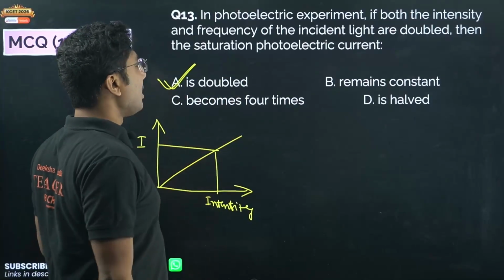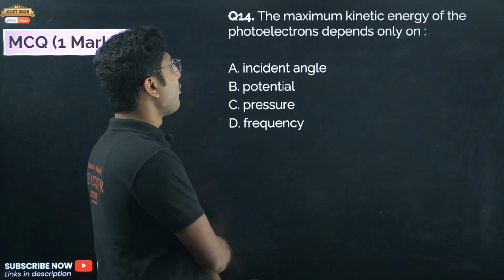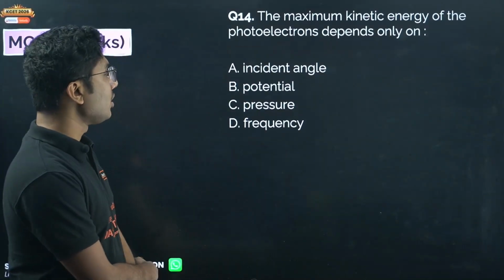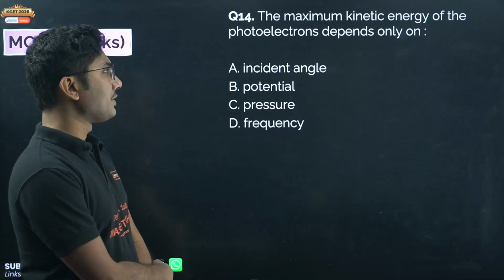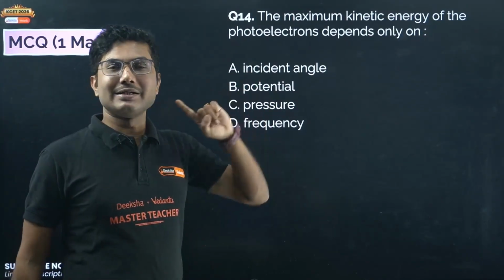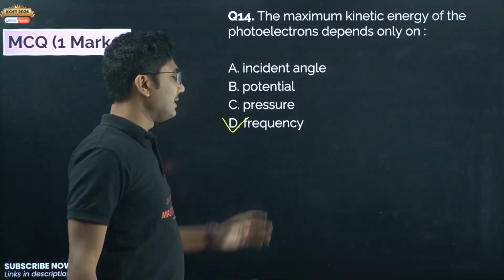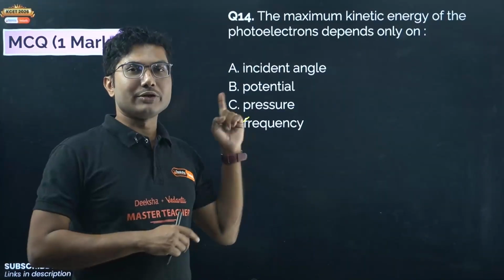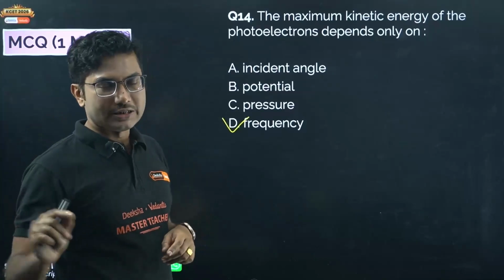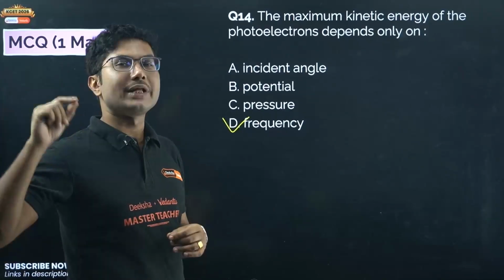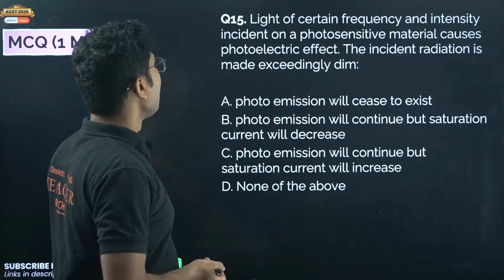Very interesting question. The maximum kinetic energy of the photoelectrons depends only on incident angle, potential, pressure, or frequency? Maximum kinetic energy depends only on frequency. It does not depend on anything else. Kmax equals h nu minus phi. So Kmax depends on the frequency of the incident wave, that is nu. That's why it depends only on frequency.